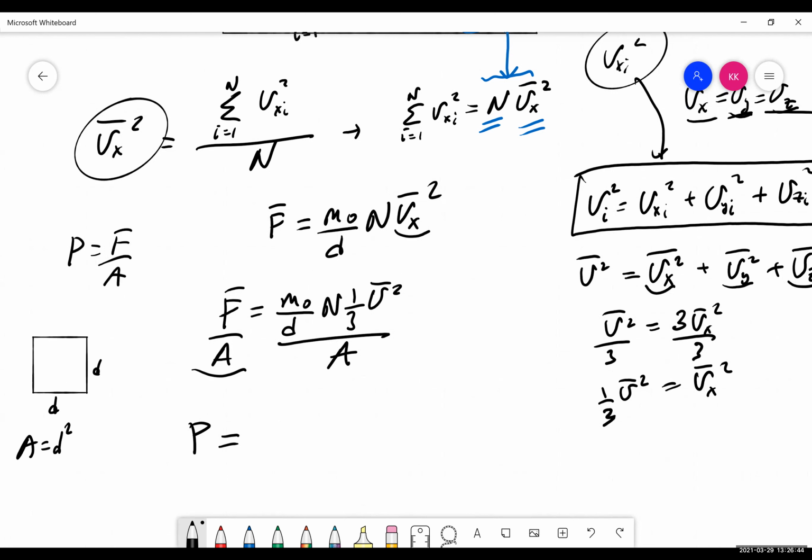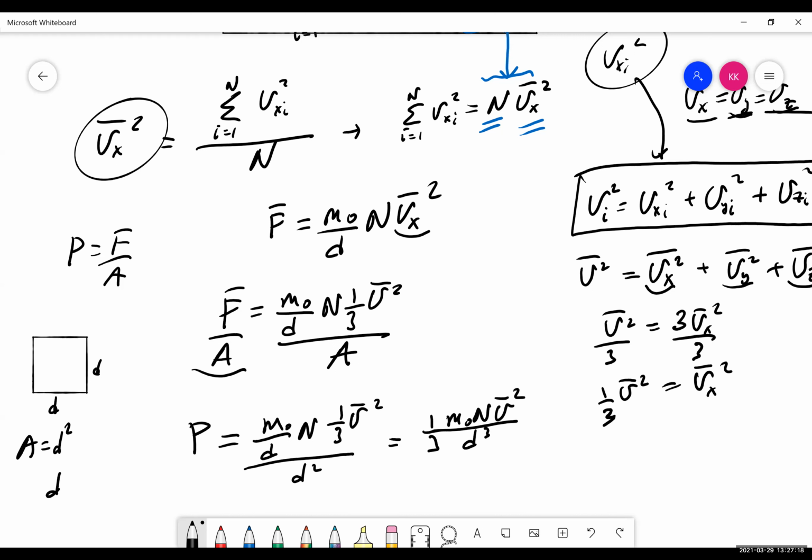Area is just D squared. Okay. That means here on the right side, then I have M over D times N, 1/3 of the velocity average square, divided by then D squared. Okay. Well, if I combine all together, then I have this. I have 1/3 mass times number of molecules times the velocity average square, and this is divided by D cubed, because D and D squared together give me D cubed.